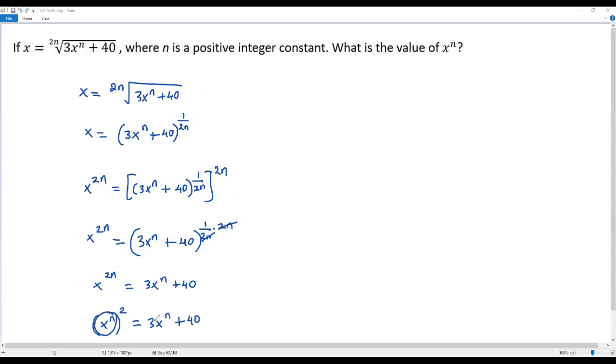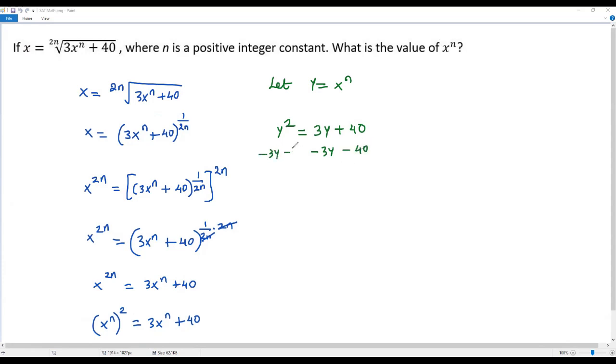Here we find x to the nth power and here we find x to the nth power. To make the solving process easier, I'm going to substitute a new variable for this x to the nth power. So let y equal x to the nth power. Now I can plug in this y for this x to the nth power in this equation. Then we get y squared, taking this exponent as it is, equals 3 times, and for this x to the nth power also, we can plug in the new variable y. So 3y plus 40.